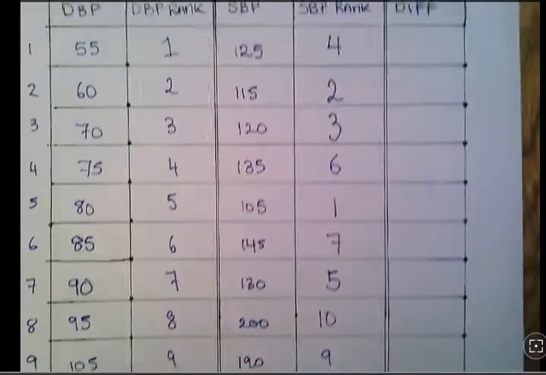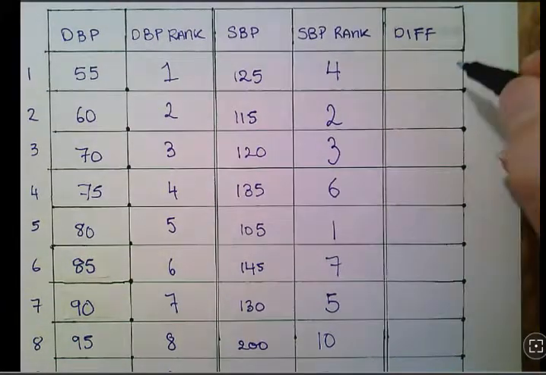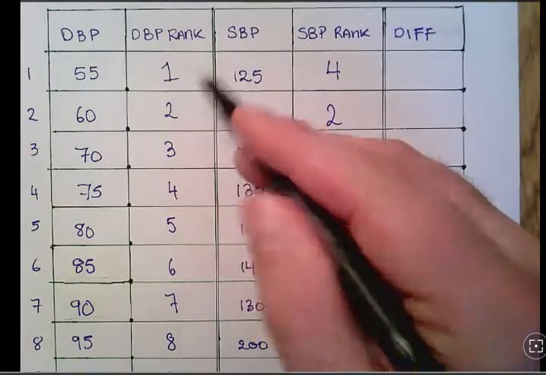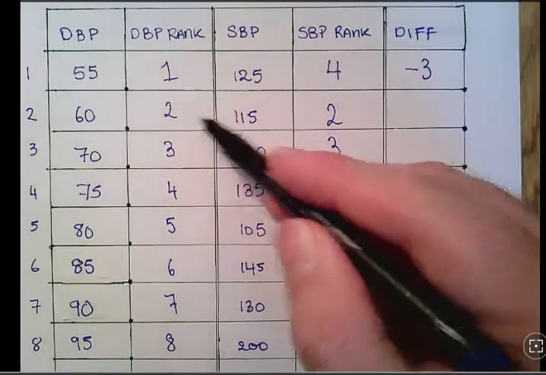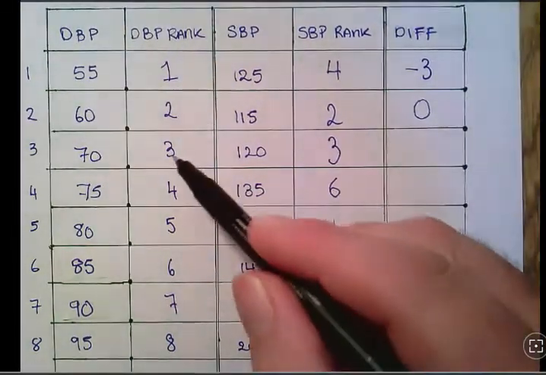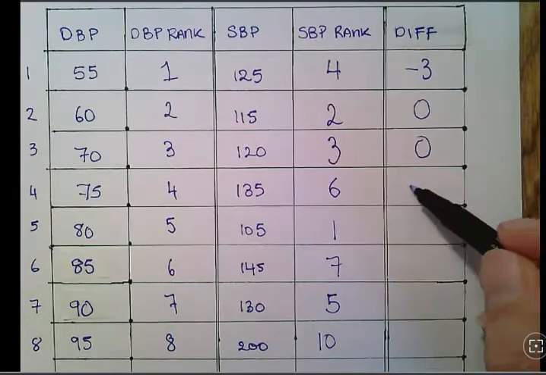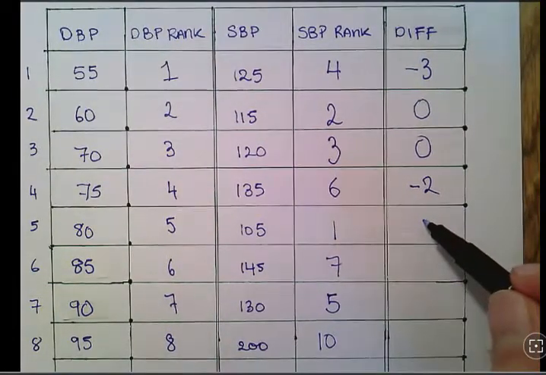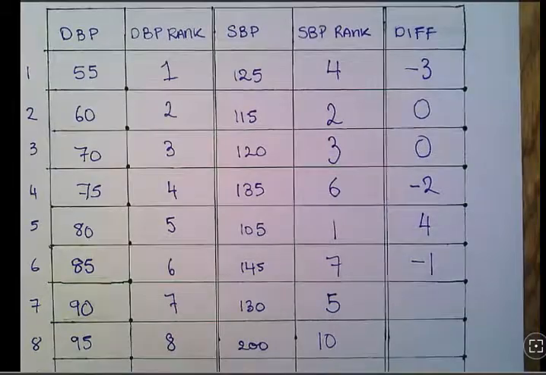So the difference between rankings. It doesn't really matter which direction you work in, as long as you're consistent. So I'm going to work left minus right, the ranking on the left minus the ranking on the right. So this is 1 minus 4, so that's minus 3. Then 2 and 2, the difference there is 0. 3 and 3, the difference is 0. Then 4 and 6 is minus 2, 5 and 1 is 4, 6 and 7 is minus 1.